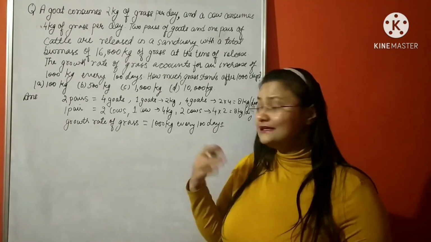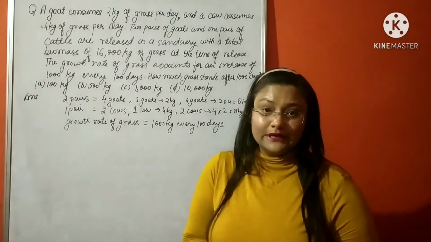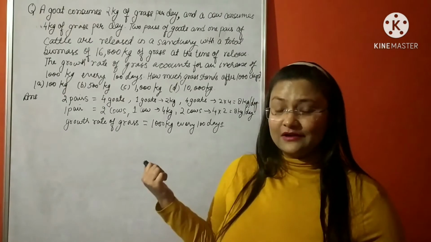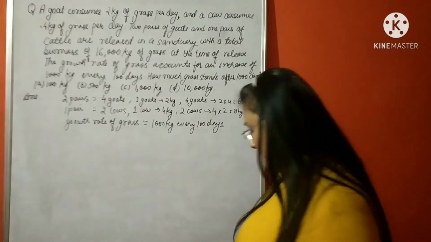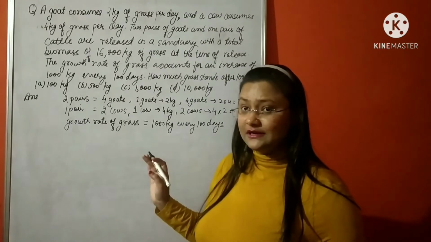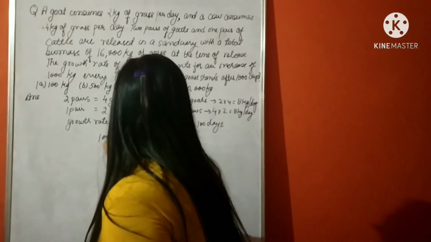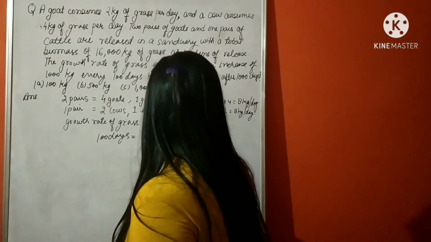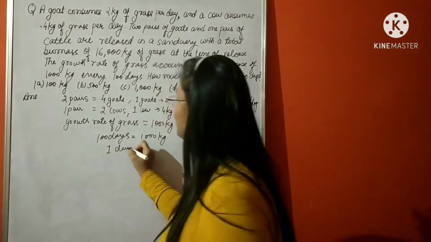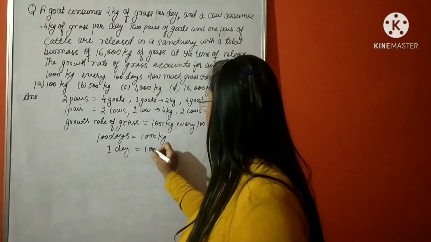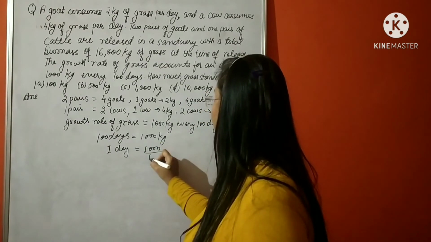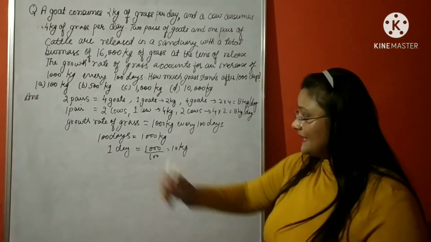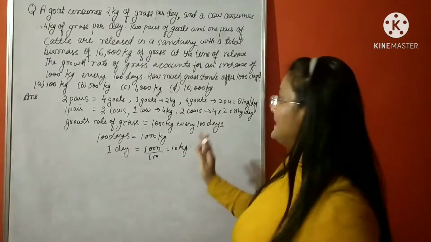In these kinds of questions, we really don't need any formula. We can simply solve them through the unitary method. So we will use the unitary method here. In 100 days, grass increases 1000 kg. Then in 1 day, it will increase by 1000 by 100, which is 10 kg. In one day the grass will increase by 10 kg.